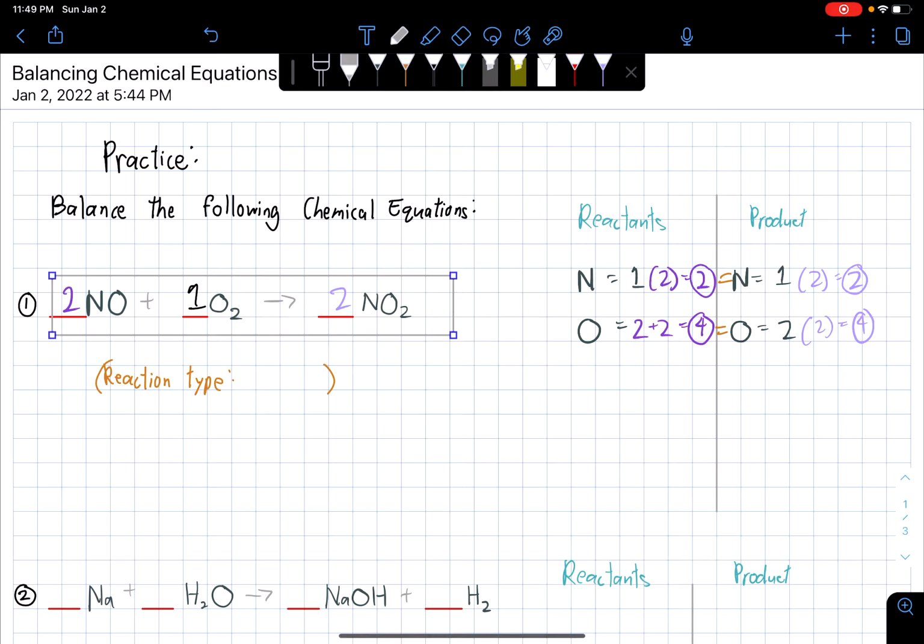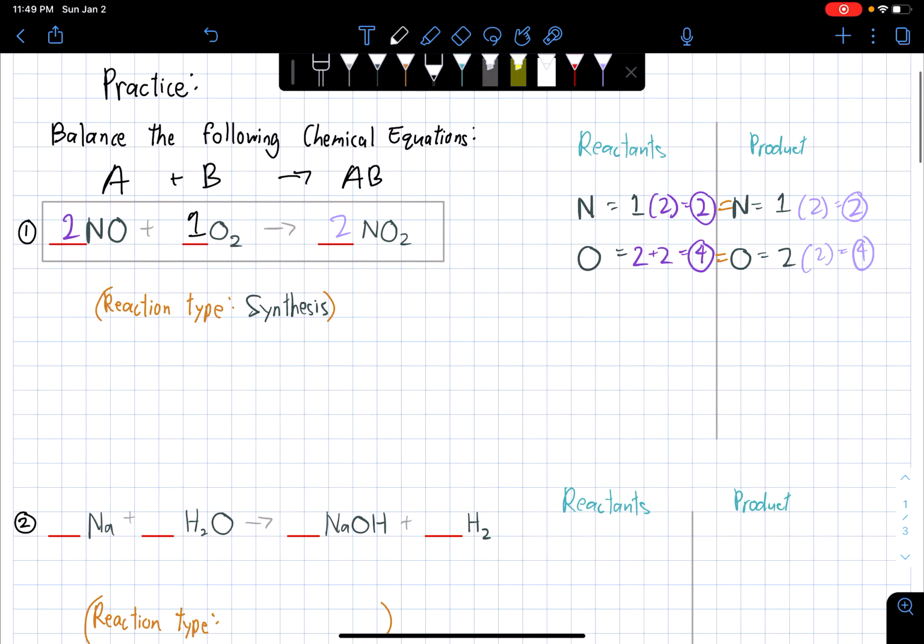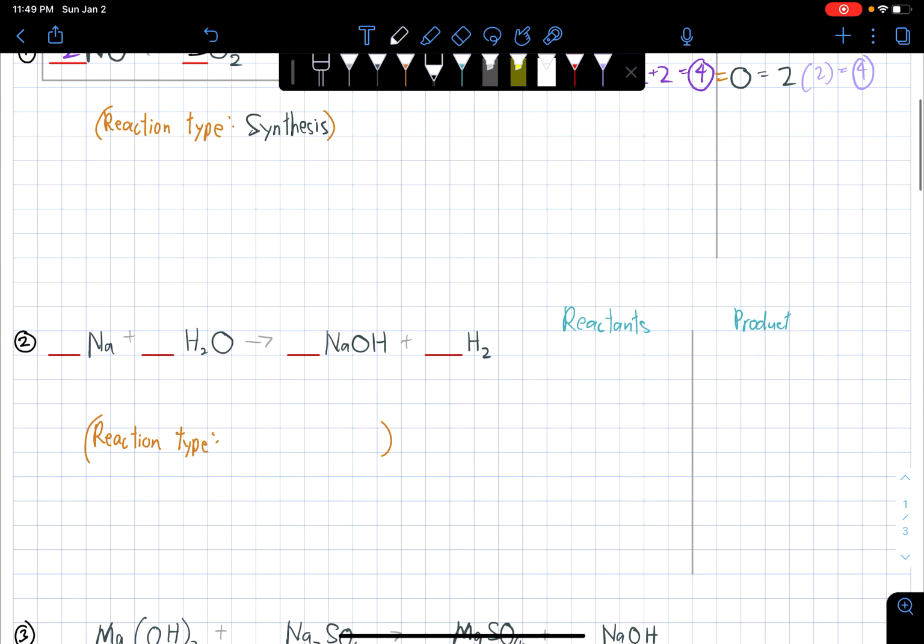For the reaction type, this is just a bonus question. I just wanted to tell you that the reaction type for this is synthesis. As we all know, this is the combination reaction. Provided we have an A and a B, our result will be an AB. Just look at the science behind this. A plus B is AB. Let's move on to number 2.